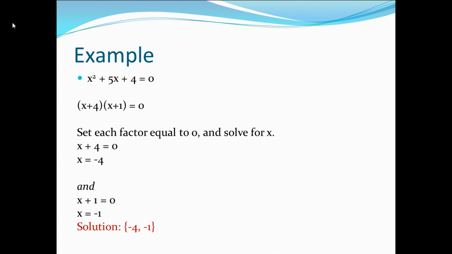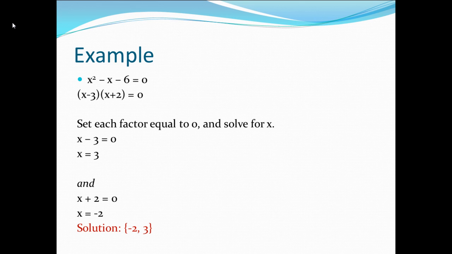Then to find the values of x, I take each factor individually and set it equal to 0. So the first factor is x plus 4 equal to 0. I subtract 4 from both sides, and I have that x is equal to negative 4. The second factor, x plus 1 equals 0. To solve for x there, I need to subtract 1 from both sides. So x is equal to negative 1. That gives me a solution set of negative 4 and negative 1.